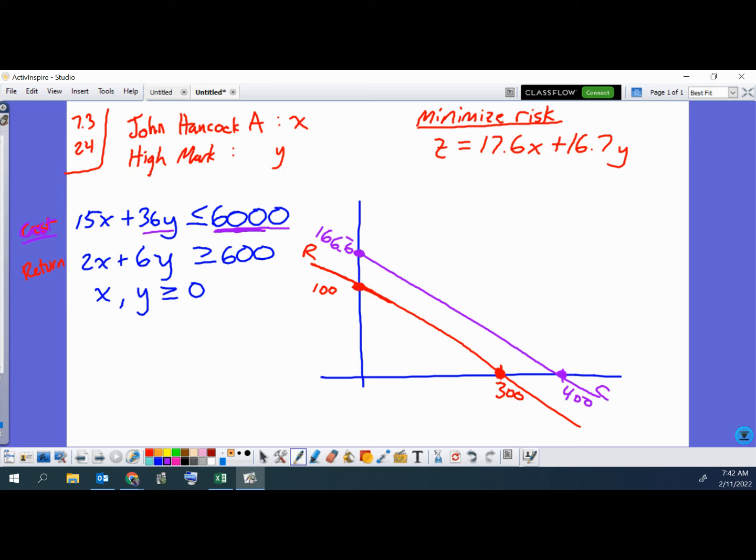And if you look at both of these, y is on the less than side on that one, so we're going to be shading under the purple line. Y is on the greater than side on that one, so we're going to be shading above the red line. And again, we're staying in the first quadrant, so to the right of the y-axis, and then above the x-axis. So right in here, this is our region.